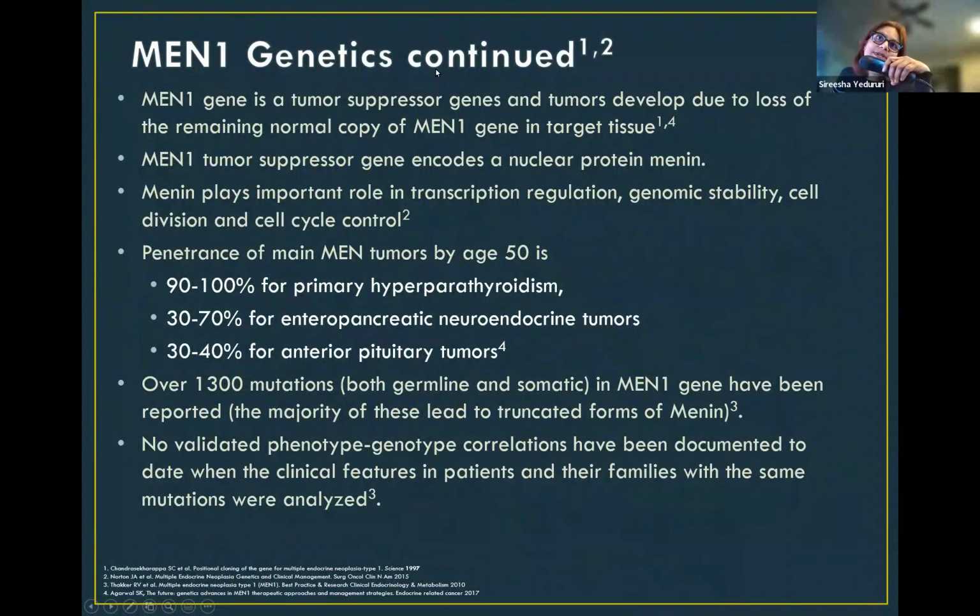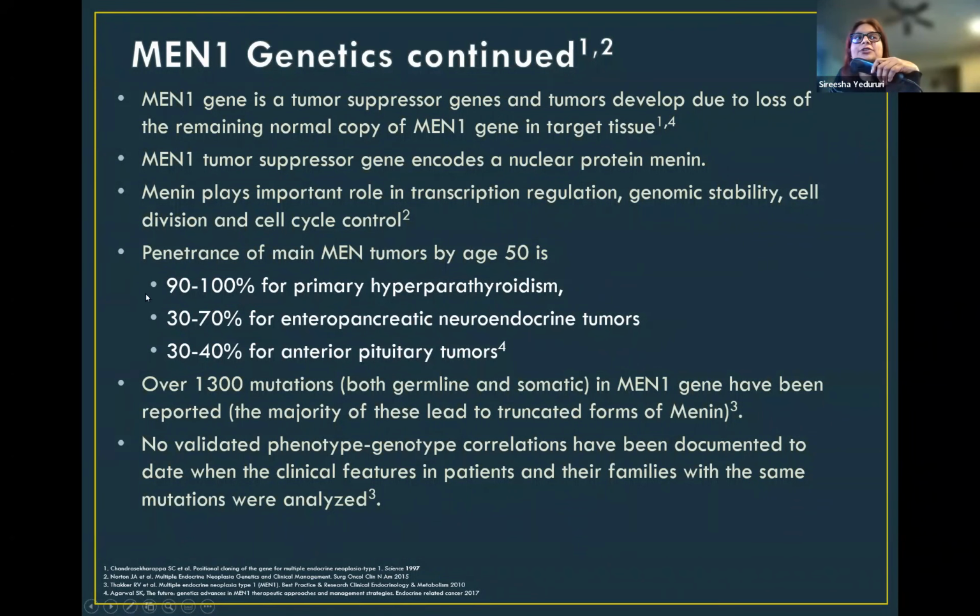And it's a tumor suppressor gene, and tumors develop due to loss of the remaining normal copy of the MEN1 gene in the target tissue. This tumor suppressor gene encodes a nuclear protein, menin, which plays an important role in transcription regulation, genomic stability, cell division, and cell cycle control. So genetics apart, the thing that we radiologists need to focus on is penetrance. Not everybody with an MEN mutation will show tumors, right? But it has very high penetrance.